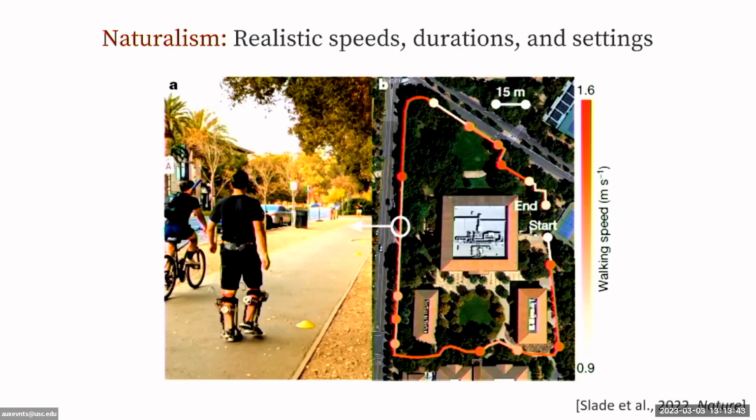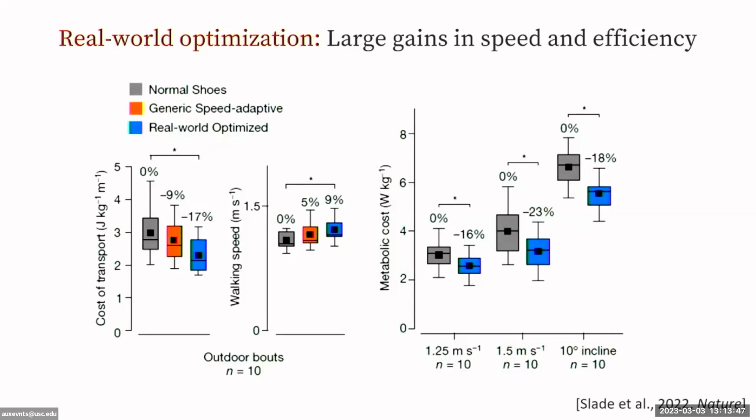And here's just a picture of our course. After we'd optimized, we validated separately. And what we found is that real-world optimized assistance reduced the cost of transport for these young, healthy adults by about 17% and increased self-selected walking speed by about 9%. And if we take that same thing and we brought it into the lab and put people on a treadmill so we could compare it to previous studies in that setting, we find about twice the improvement in energy economy of the best devices in the past.